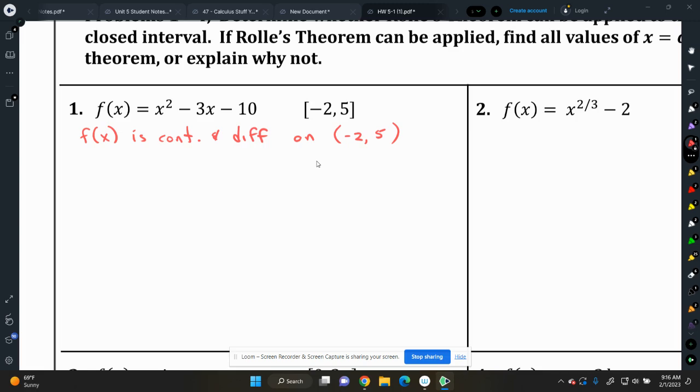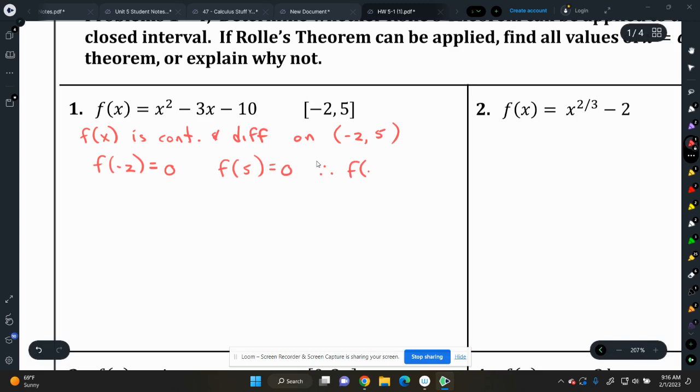Okay, so now what do we have to do? First of all, let's figure out what f of -2 is. And again, you can use your calculator for this. That's going to be 4 plus 6, minus 10, so that equals 0. F of 5 is 25 minus 15 minus 10, which equals 0. Therefore, f of -2 equals f of 5, right? So that's the next part about Rolle's theorem. It's continuous, it's differentiable, and f of -2 equals f of 5.